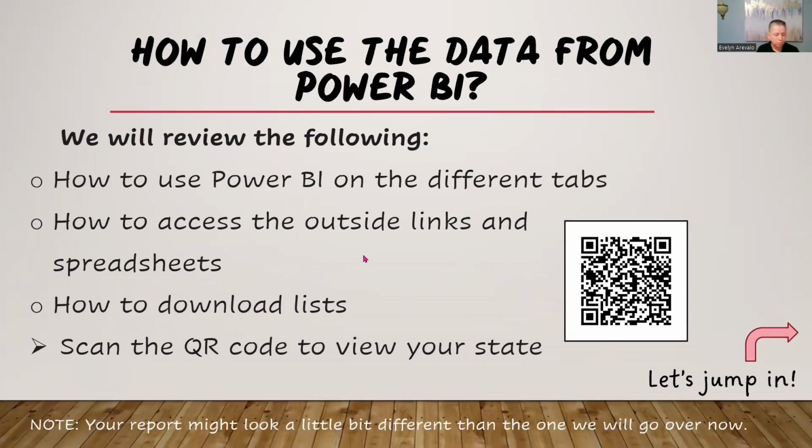So, how to use the data from Power BI. Right now, we will review the different tabs, how to access the links and the spreadsheets like we did already, and how to download the list. If you want to scan the QR code right here to look at your report, I'll give it a couple of minutes so you can scan that and locate your Power BI. And please remember, this is just for member states. All the member states do have a Power BI report.